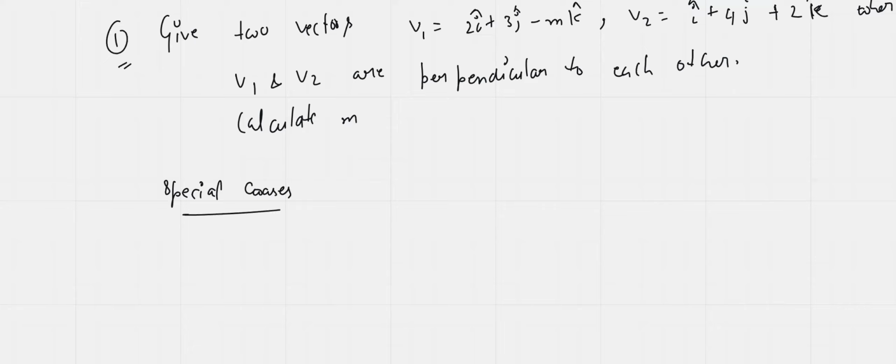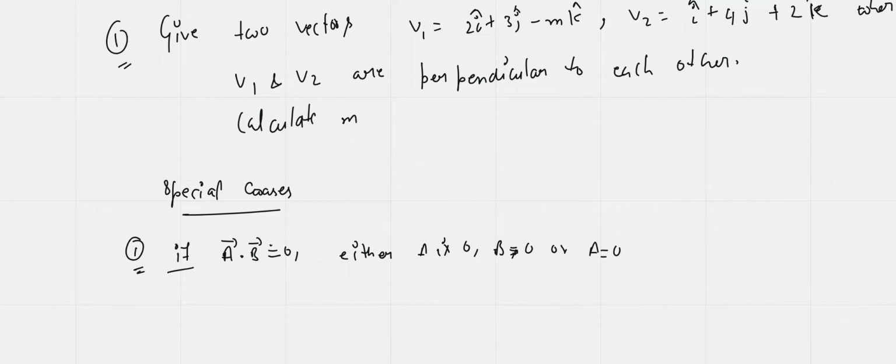What are those? The first one is, if a dot b is 0, then some conditions are there. Either a is 0, or b is 0, or both are 0. Either or both are 0, a equals 0 and b equals 0. Okay, these conditions are there.